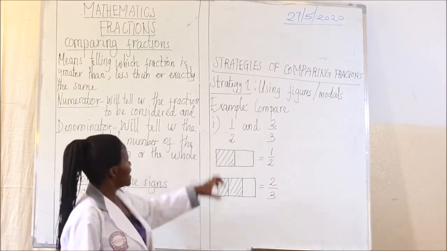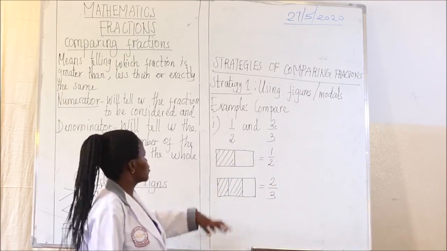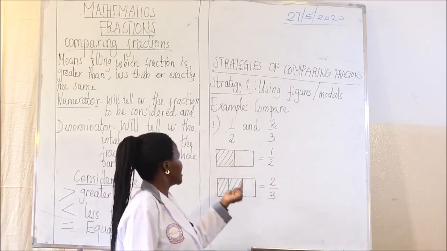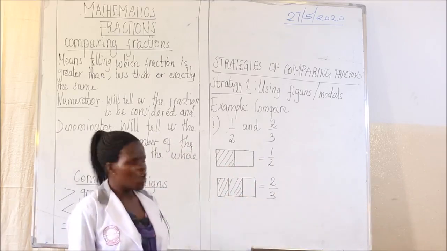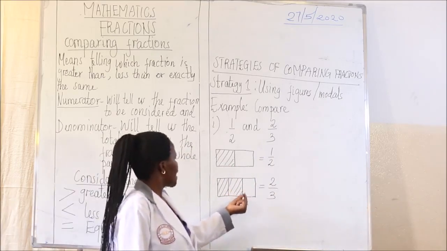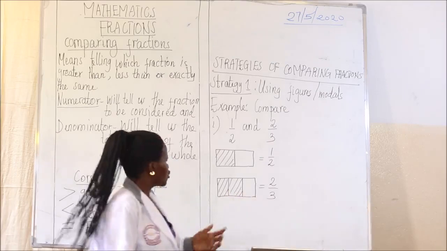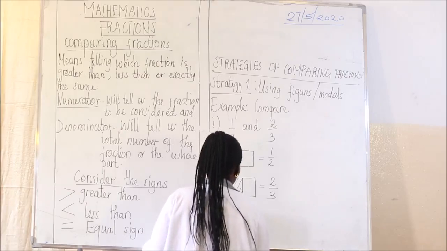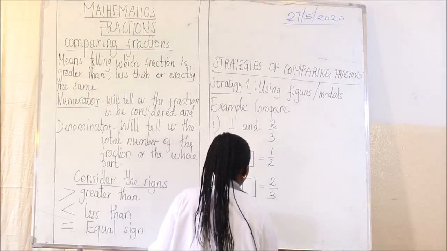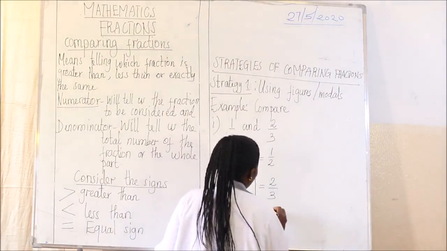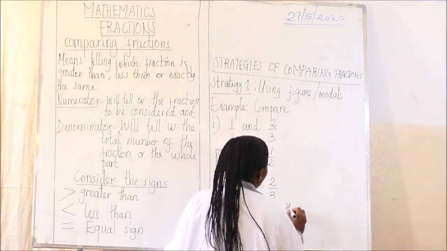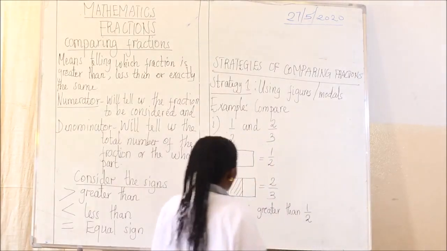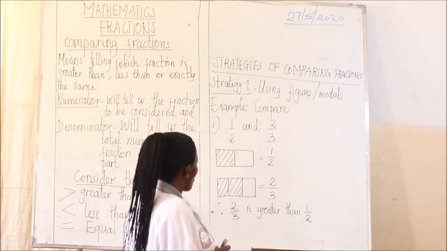Now, considering the first part and the second part here, you can just take through observing this one. You have 1/2, where one part is shaded, and 2/3, just 2 parts are shaded. So the biggest one, or the greater fraction, is 2/3. So in short here, we can conclude that 2/3 is greater than 1/2.